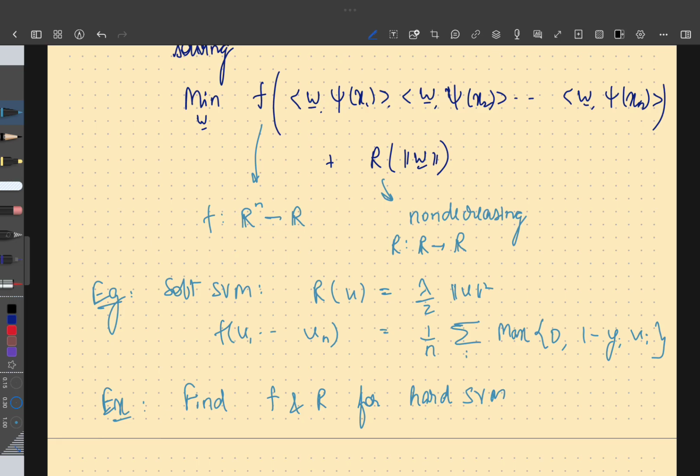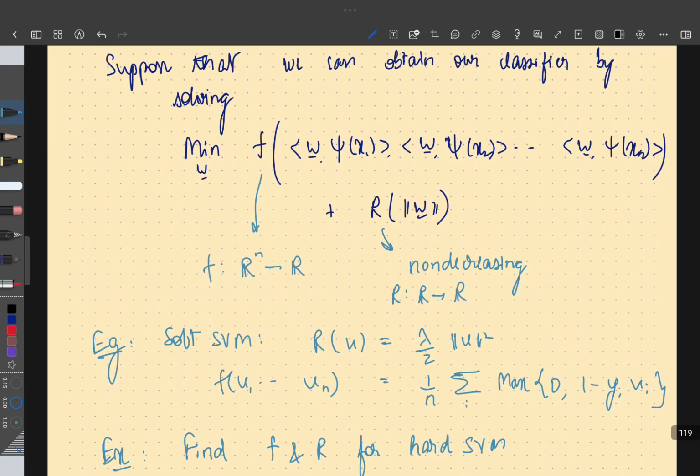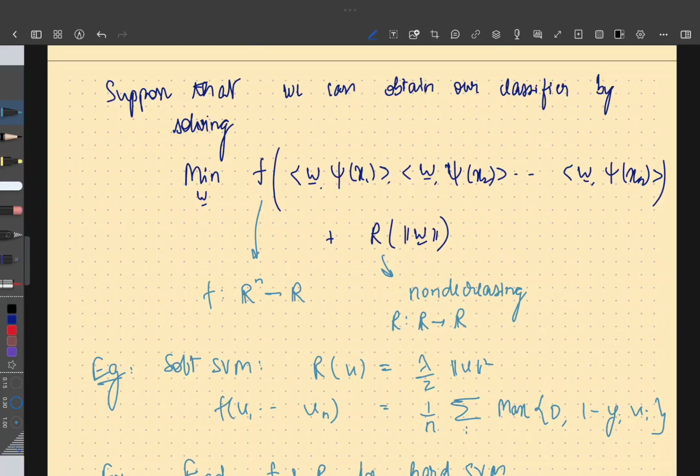You can do this similarly for the hard SVM problem, except you have to be a little careful in defining f. Okay, so suppose the framework that we're operating in is that we can obtain our classifier by solving an optimization problem that looks like this.